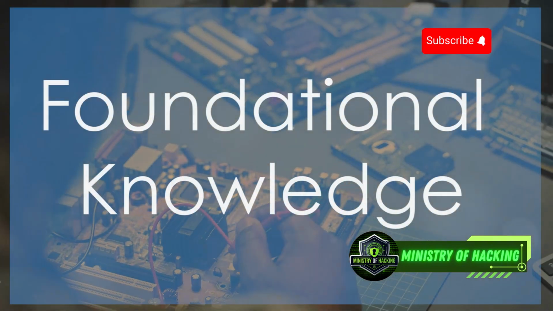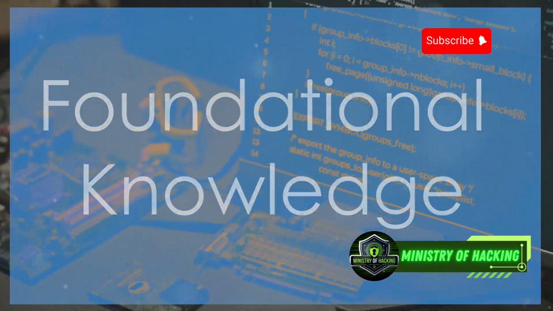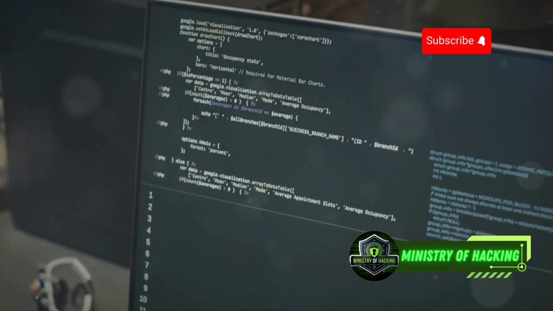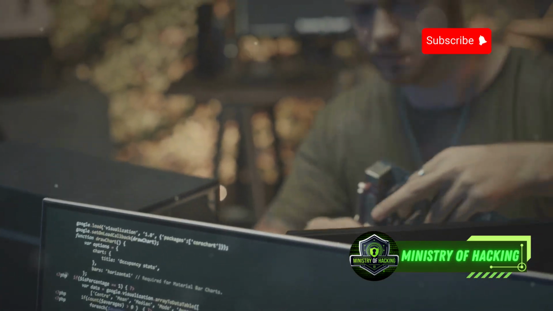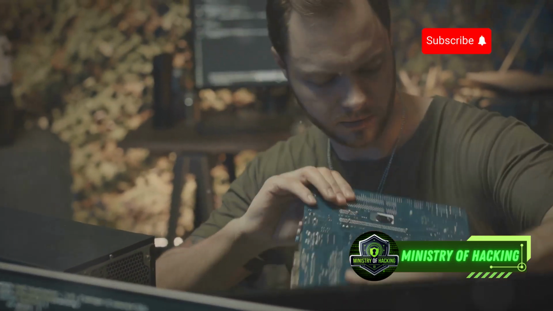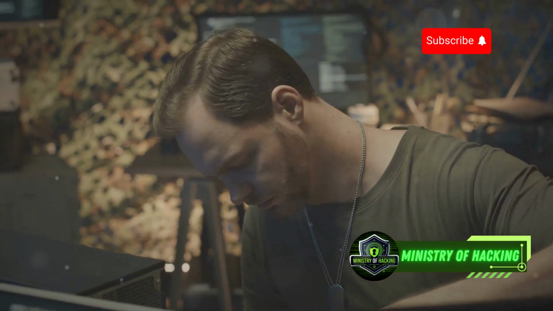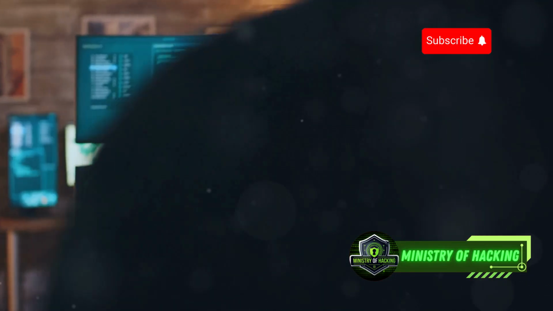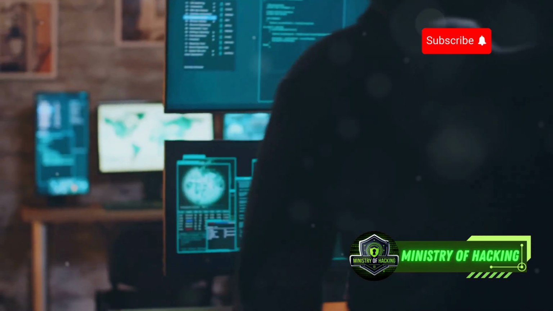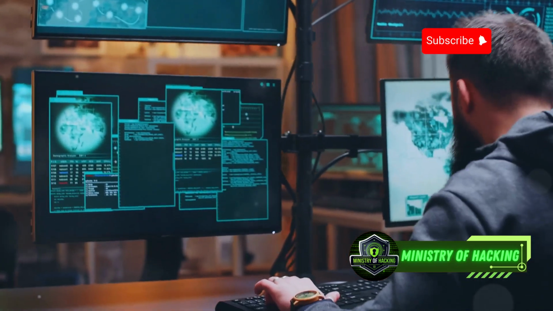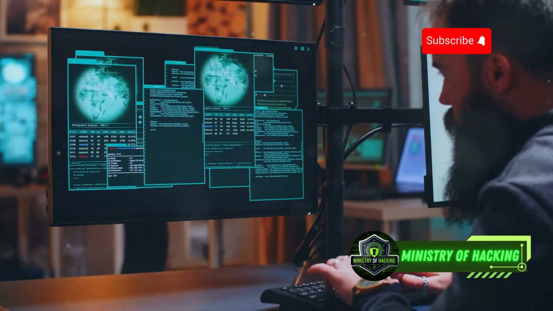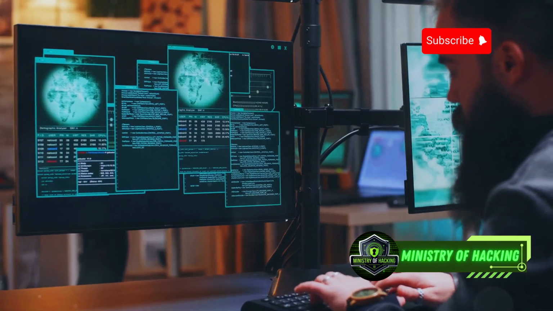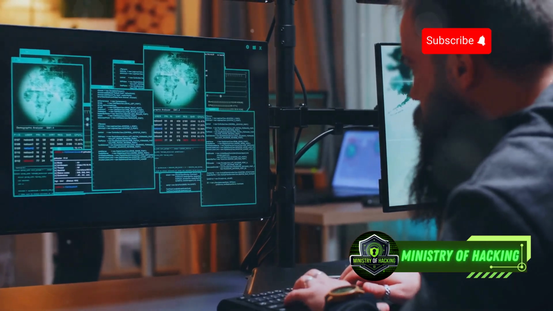Before you can even think about infiltrating systems or exploiting vulnerabilities, you need a rock-solid understanding of how computers actually work. This foundational knowledge is the bedrock upon which all your future skills will be built. This isn't just about knowing how to use a computer, but rather a deep dive into the very core of their operation. You need to understand the intricate dance of electrons and the symphony of circuits that make up a functioning computer system.